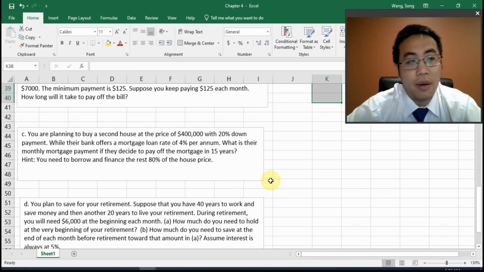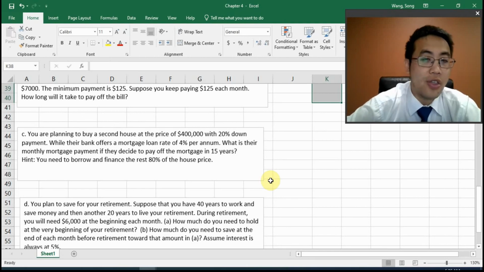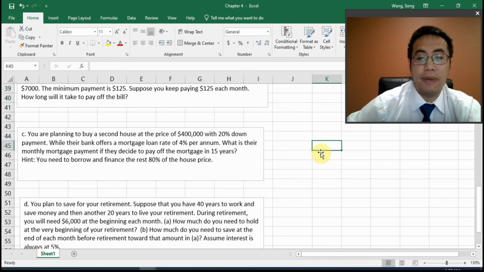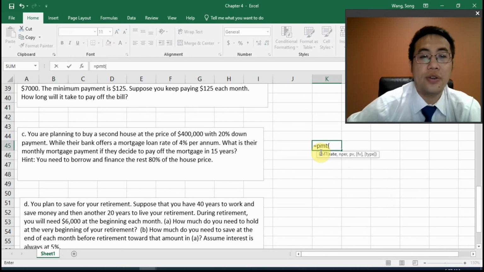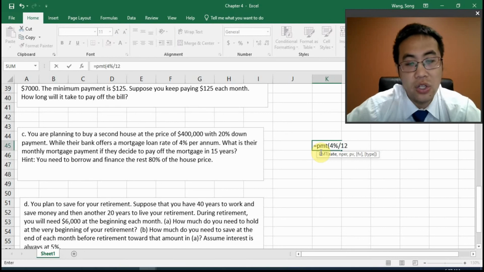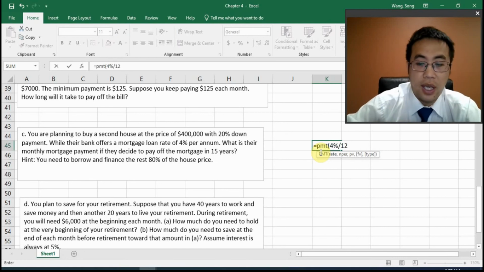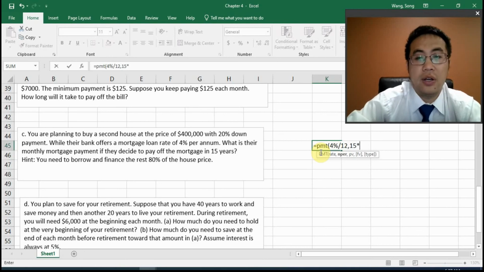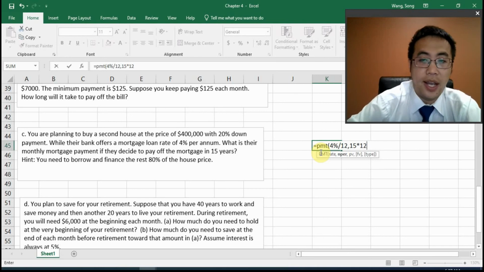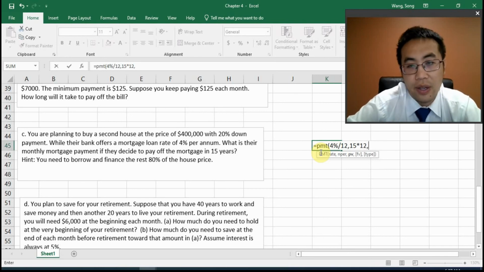The next one, you are planning to buy a second house at the price of $400,000 with a 20% down payment, and the bank offers a mortgage loan rate at 4% per annum. What is your monthly mortgage payment if you decide to finance for 15 years? So this is about solving for payment, and your rate here is 4%, and you know you are paying the mortgage on a monthly basis, so the interest has to be divided by 12. And you have 15 years, and it also needs to be converted to the number of months, which is 180 months.